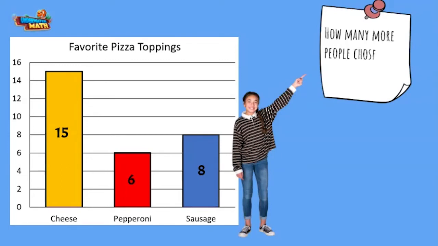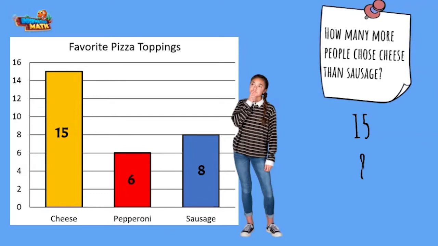How many more people chose cheese than sausage? I write down the number for both toppings on my workspace. This gives me 15 and 8. The question asks for how many more. This tells me to find the difference between the two numbers. The difference is subtracting. 15 minus 8 equals 7. 7 more people liked cheese than sausage.